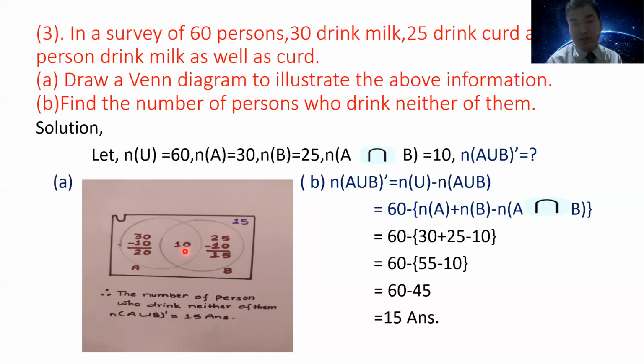First of all, write from here. Okay, 10. Then this 10 subtract from this 30, remaining 20. Then again, this 10 is a part of B also. But in B, there is 25. 25 minus 10 is 15. Okay, like this you have to do.